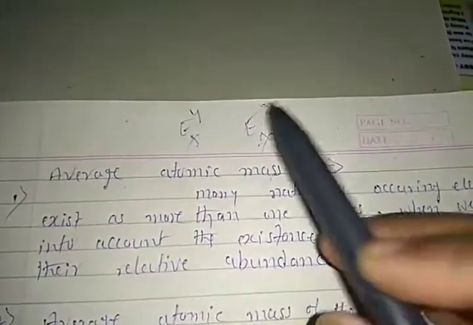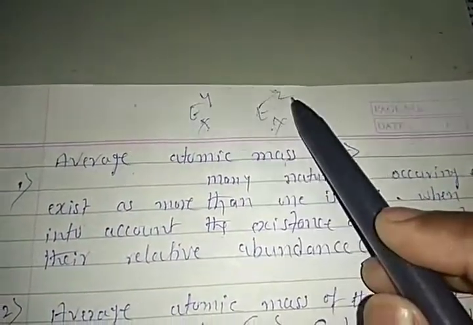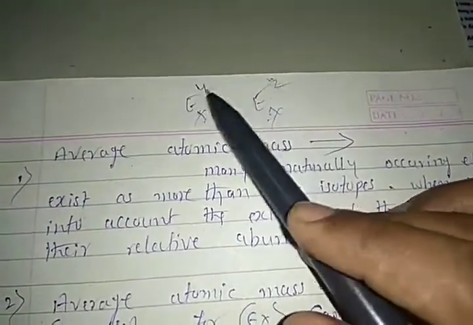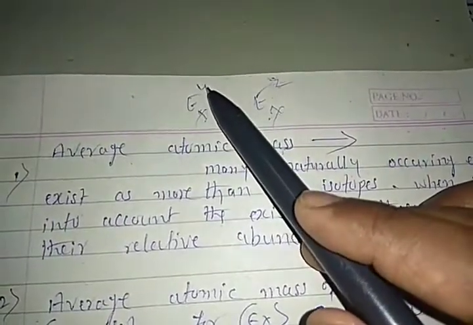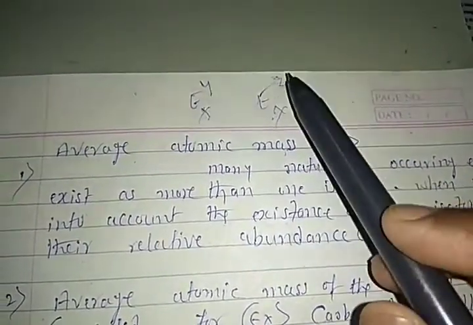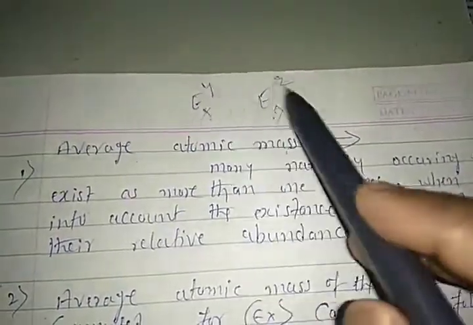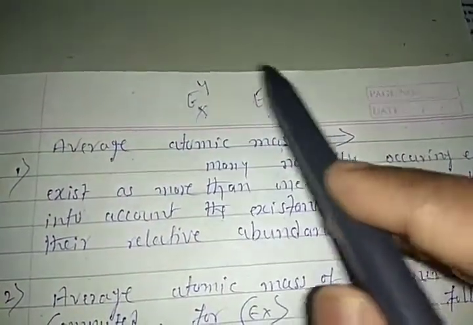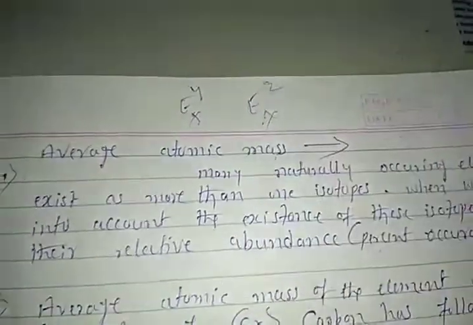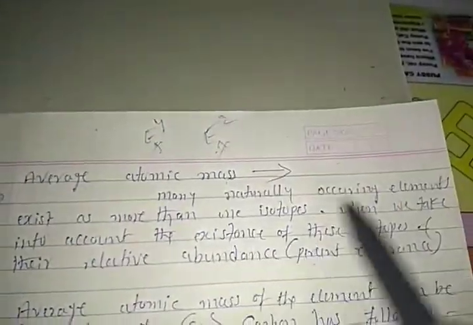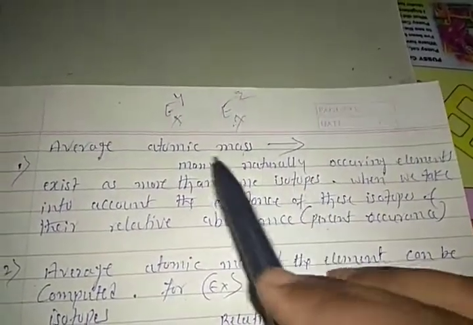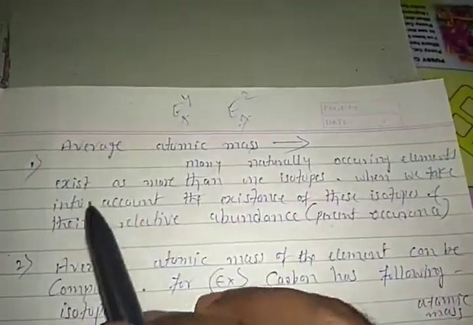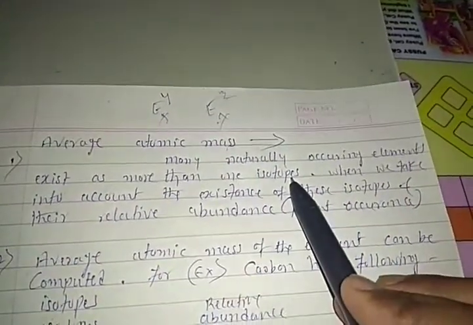Right, students? Elements have the same atomic number but different mass numbers. The scientists were confused about which element to use during the calculations. Rather than using the first element y or second element z atomic mass, they used the average atomic mass of y and z. Many naturally occurring elements exist in more than one isotope. Isotope means same atomic number, different mass number. Many naturally occurring elements exist as more than one isotope.